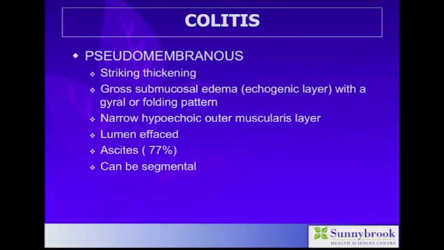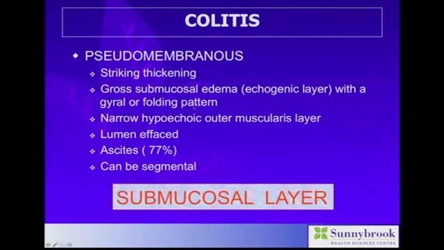In general, on ultrasound, the appearance of the various colitides of the colon are similar: ulcerative colitis, ischemic colitis, infectious colitis, etc. However, there are a few features that can help us in arriving at a relatively specific diagnosis. And the first of these is pseudomembranous colitis. This colitis is heralded by striking bowel wall thickening, which is centered on the submucosal layer.